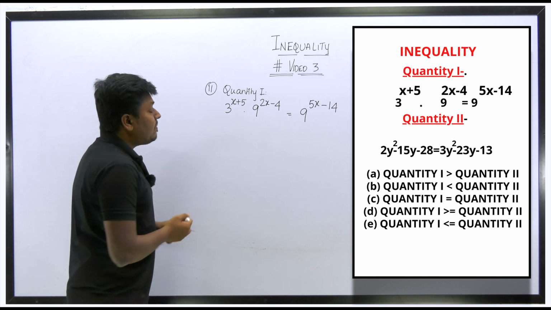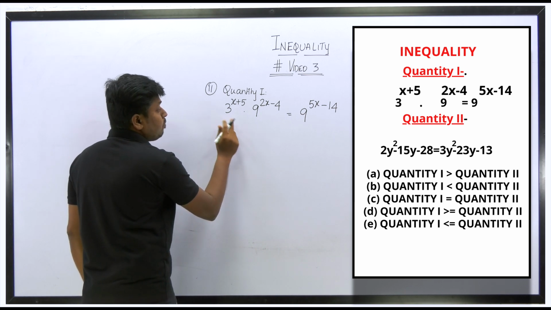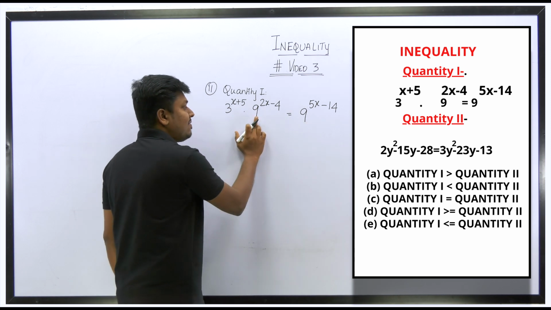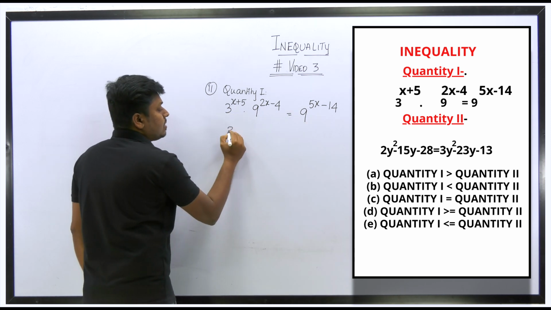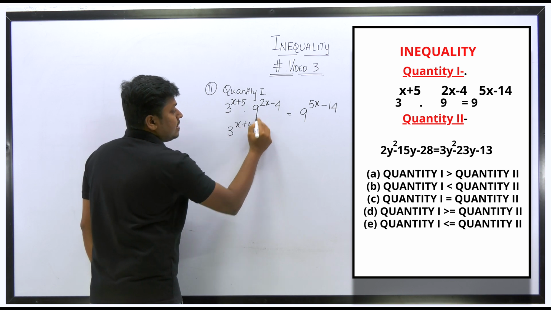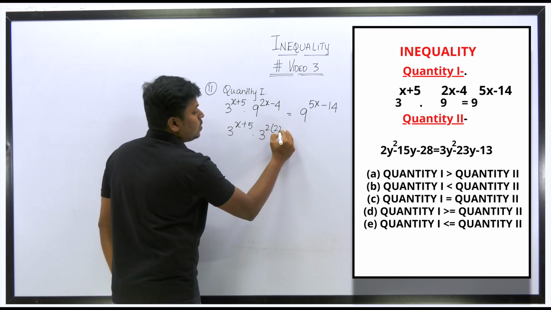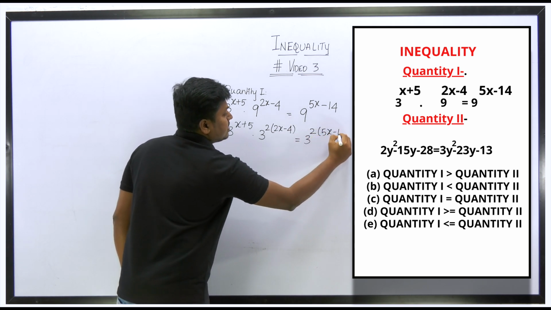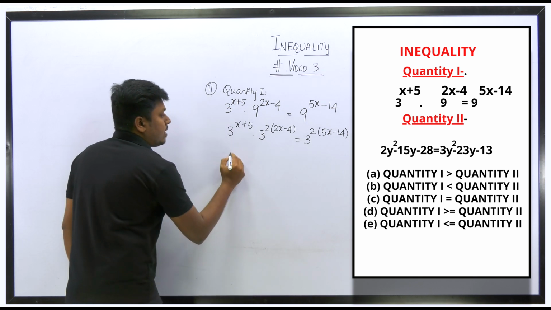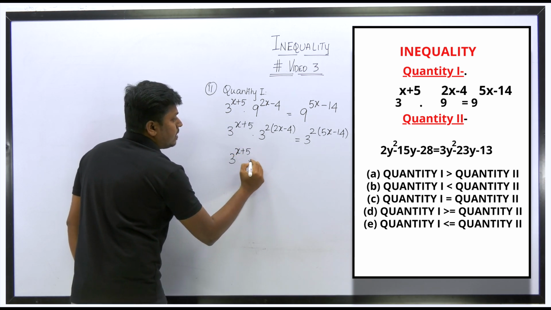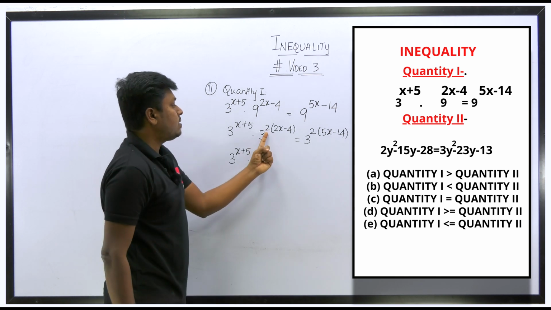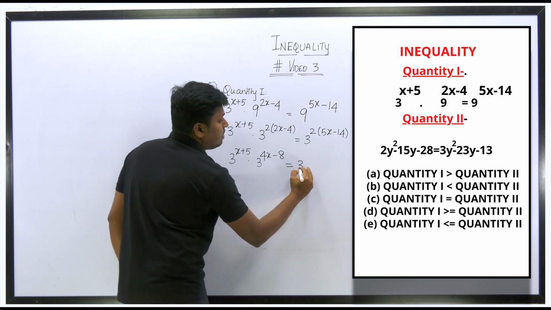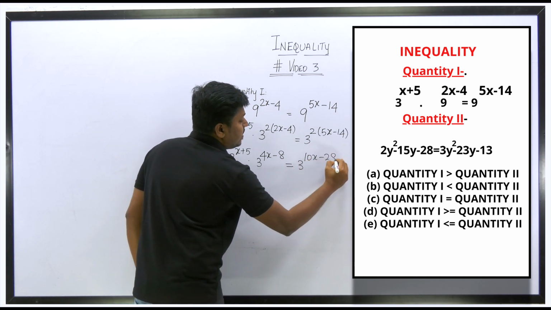Got it? So first, what we can do here is, you can see that here alone it is 3 power something, and all the remaining numbers are 9 power. So let me convert this 9 as a power of 3. So 3 power x plus 5 can be written as 3 square 2x minus 4 is equal to 3 square 5x minus 14. Now we can multiply the power 2 here, so 2 into 2 will be 4x, so minus 8 is equal to 3 power 10x minus 28.